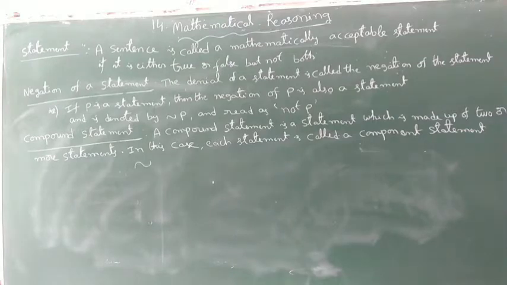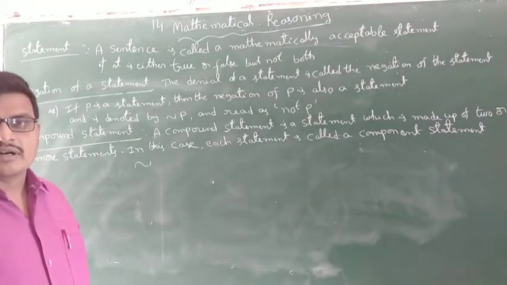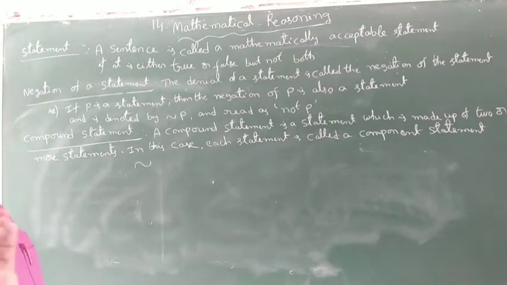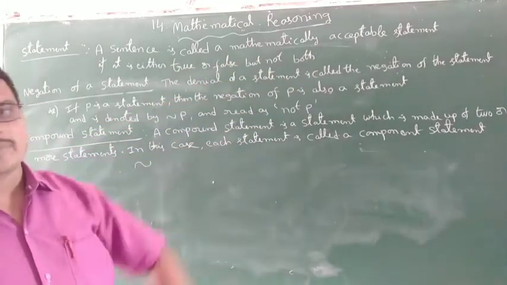Each single statement is called a component statement. A number of component statements together is called a compound statement. A statement is a mathematically acceptable statement.